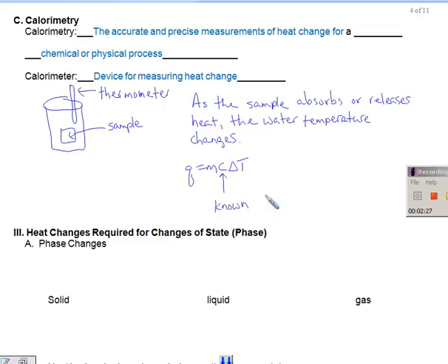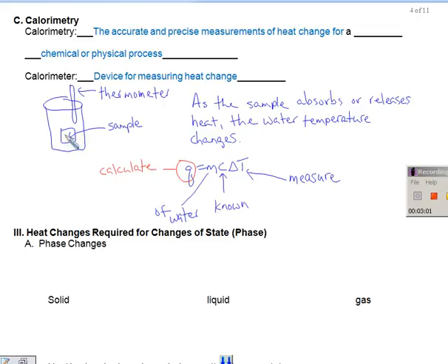We're going to measure the delta T using a thermometer. And we know the mass of water. We can measure that before we put it into our styrofoam coffee cup. So all of that we will know. And then what we're going to end up doing is calculate this Q. Once we know the Q for what went on with the water, then we also know the Q for what went on with the sample.